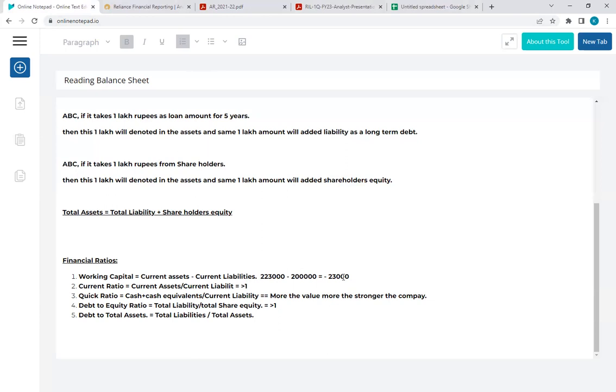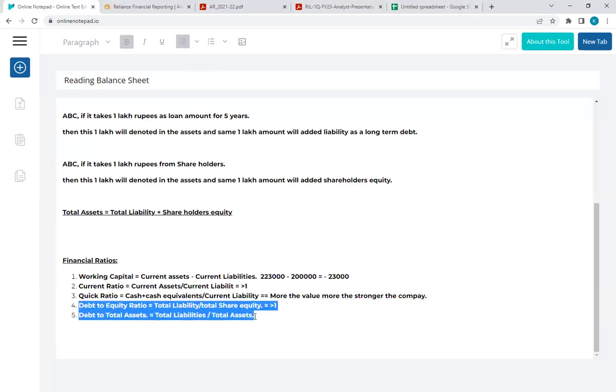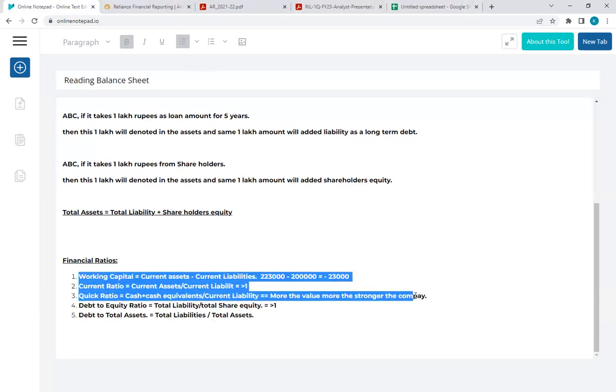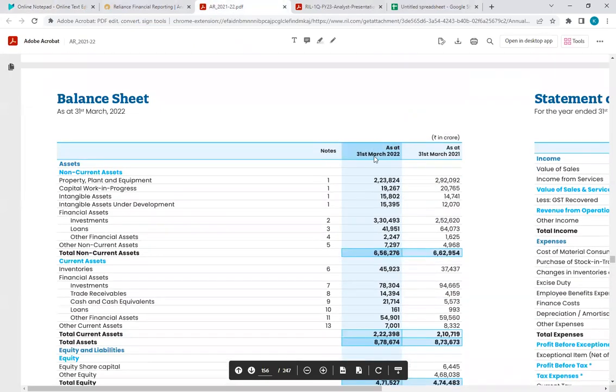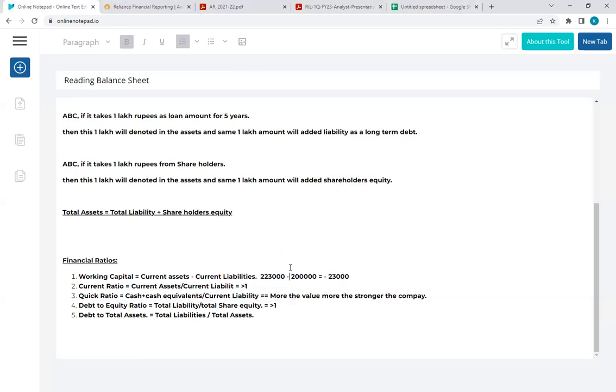There should be a significant growth in these three ratios, and a significant downgrade in these two, because these two should be as low as possible to make a company stronger, and these three should be as high as possible for the company's stability and its ability to pay the liability. So we have to compare the values from the 2022 year with the 2021 year. With that, we'll understand the state and also the improvement of the company, right?